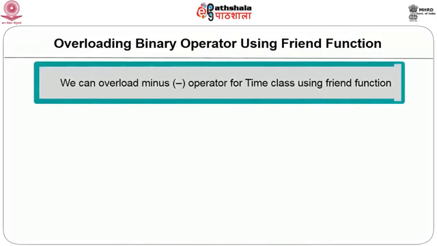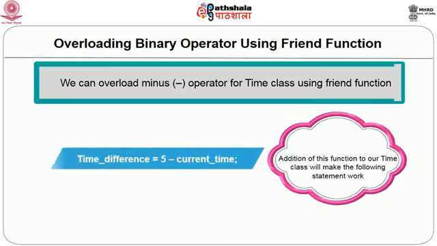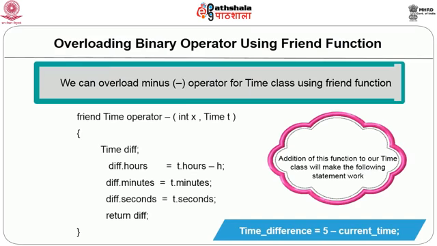Now let us see how to overload this minus operator using friend function, so that our statement time difference is equal to 5 minus current time can be made to work. Now you must have understood why in this case we will be able to overload minus operator using friend function, because none of the operands is used to invoke the function, therefore it doesn't really matter whether the first operand is an object or not. The friend function that we would define would be like this: time operator minus (int h, time t), and this will be preceded by the keyword friend.